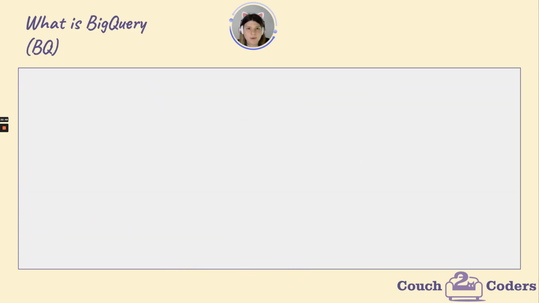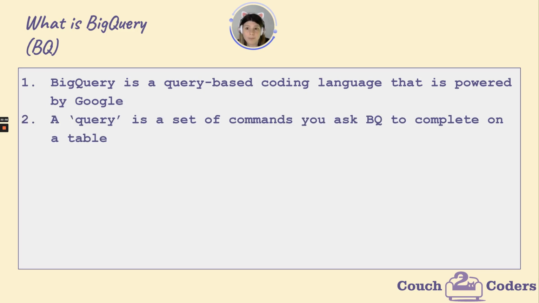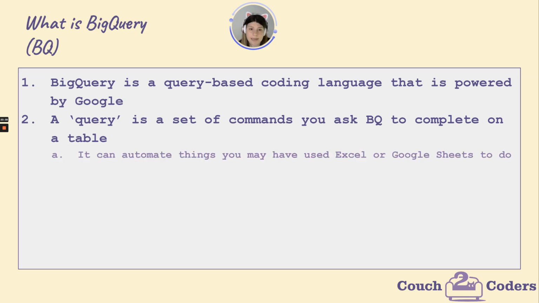Now that I've sold you on how great BigQuery is, you might be wondering, what exactly is it and why are you so excited? Let me tell you. BigQuery is a query-based coding language that is powered by Google. A query is a set of commands that you ask the tool, BigQuery, to complete on a table. A big advantage of this is that you can save your code and you can automate it.